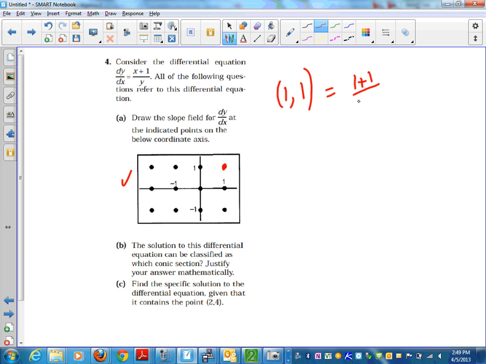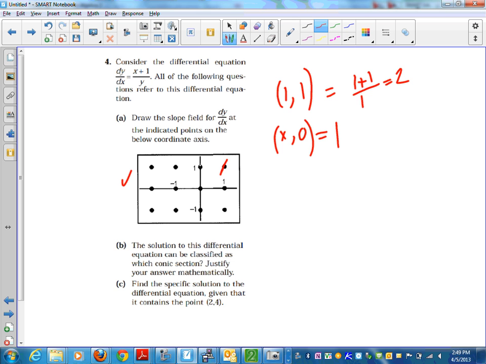So at (1, 1), it'd be 2 over 1, or 2. So it's increasing pretty nicely there. So we're going to draw a line to show that. And then whenever y equals 0, since we're essentially doing that for everything, then we know that it will be undefined, or just a vertical line.